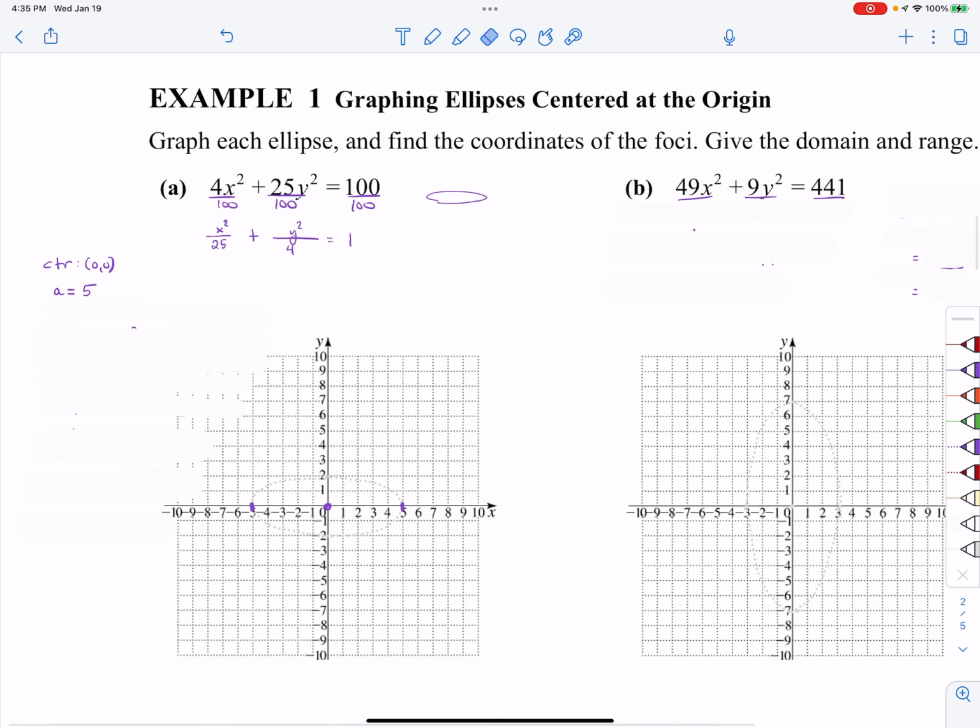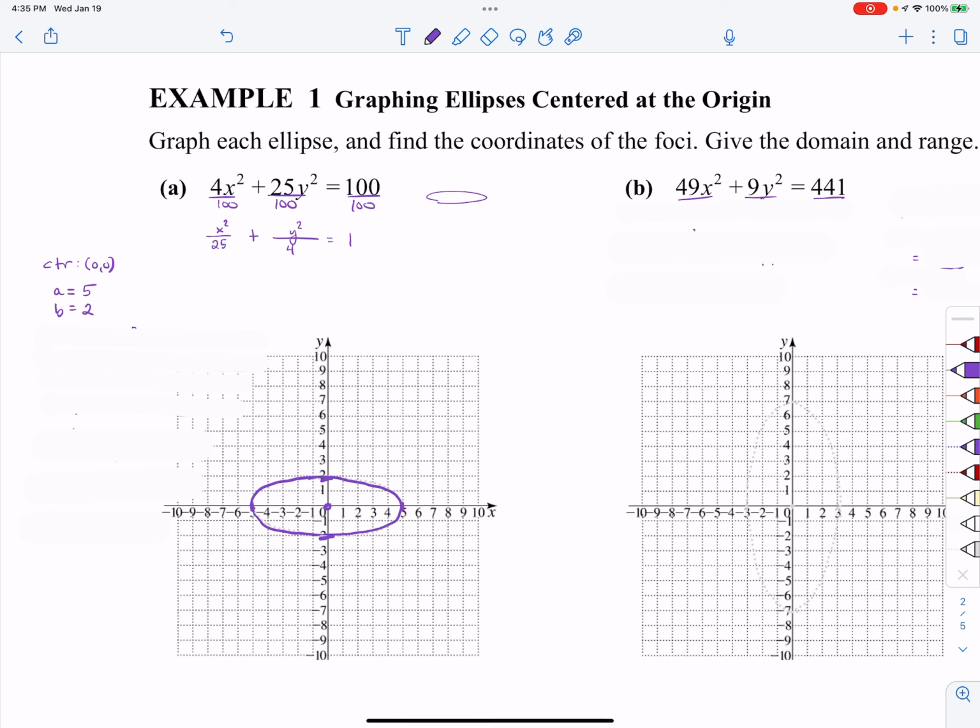All right, my b value is going to come from my smaller denominator. My smaller denominator is 4, which is b squared. So my b value is 2. And this tells me that the ends of the minor axis are going to be up 2 and down 2. Now, I have enough information to go ahead and graph. So you can just connect the dots.